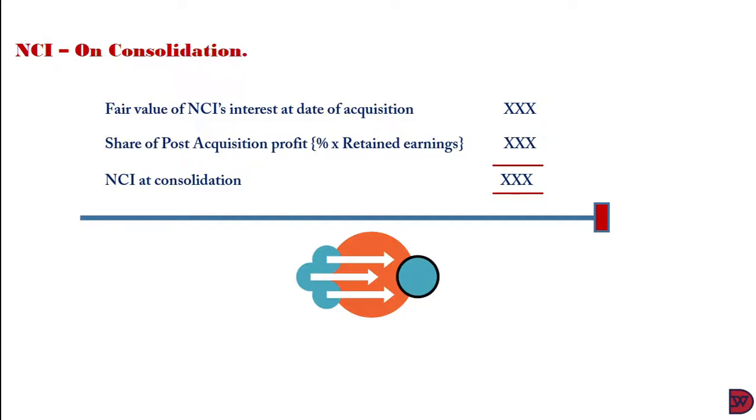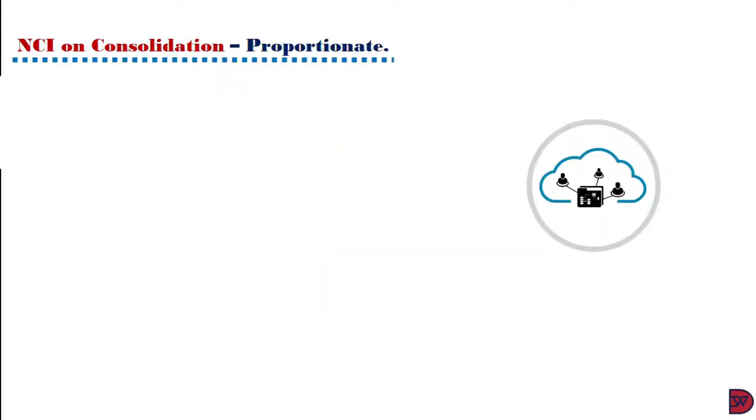Okay. This is when the fair value method is used in calculating the acquisition value of the non-controlling interest. Now, when the proportionate method is used, you have to first prepare a calculation of the non-controlling interest's share of goodwill. When you use the fair value method, the goodwill is solely attributed to the parent.